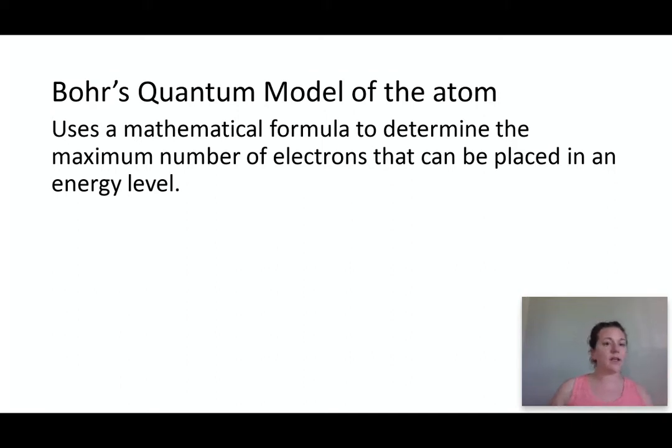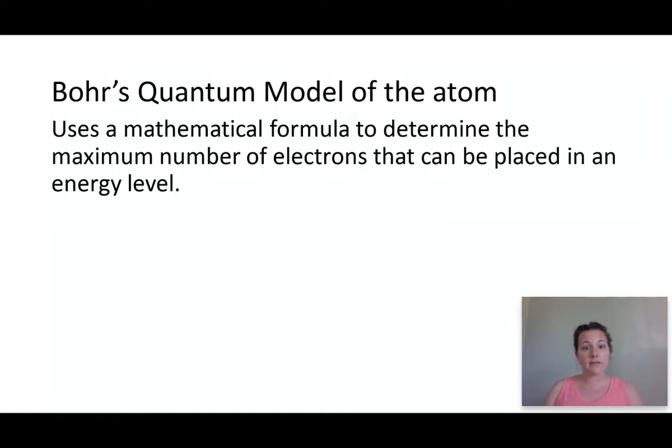And basically, Bohr's main finding is that he comes up with the Bohr quantum model of the atom. This model of the atom is a mathematical formula used to determine the maximum number of electrons that can be placed in an energy level. He did a whole bunch of other things where he talked about the energy behaving like a particle when it's released in little packets instead of a continuous wave, which actually prevents the electron from crashing into the nucleus and losing energy.